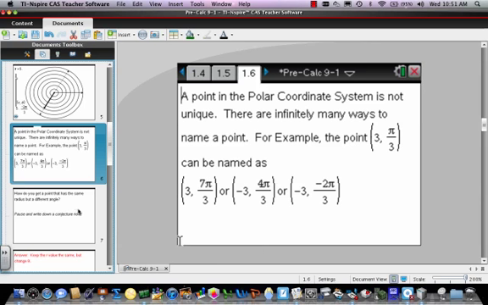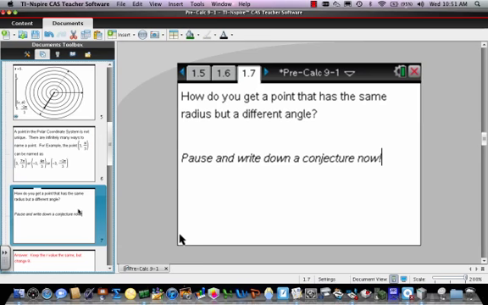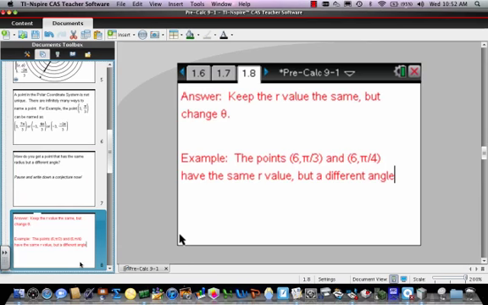How do you get a point that has the same radius but a different angle? You can pause your device and write down a conjecture right now, and then I'll answer it on the next slide. The r value is the same, but you can change theta. So for example, we have a couple points here that I listed: 6, pi over 3 and 6, pi over 4. They have the same r value. In other words, the length of that line would be the same, but the angle would be different.